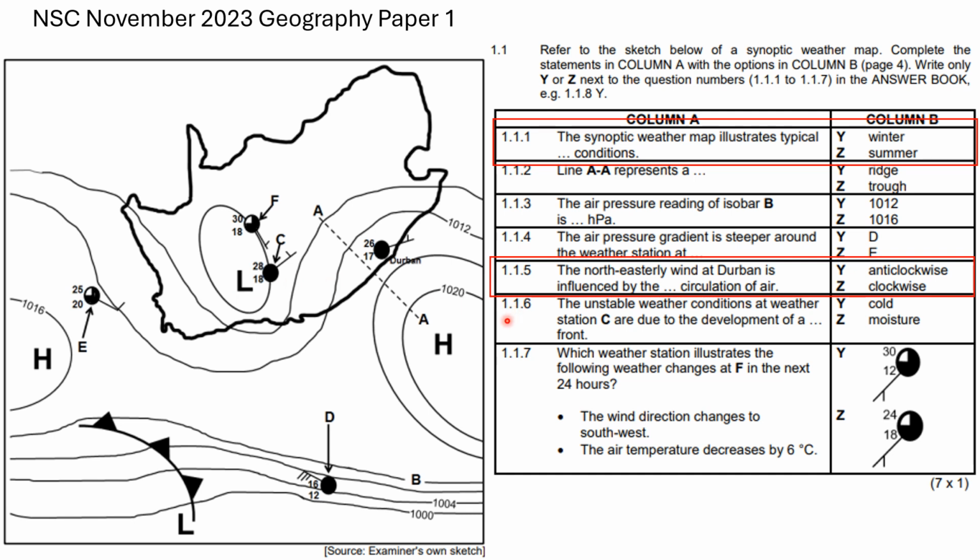Question 1.1.5, it says the northeasterly wind at Durban is influenced by the anti-clockwise or clockwise circulation of air. So this is the weather station at Durban. The closest pressure cell to this is a high pressure cell. If a low pressure produces clockwise rotation of air around the center, then a high pressure cell produces anti-clockwise movement of air around the central high pressure. So in this case, the option would be Y, anti-clockwise.